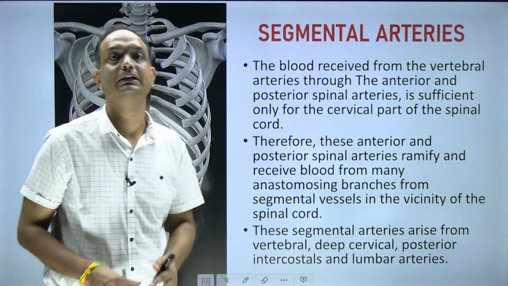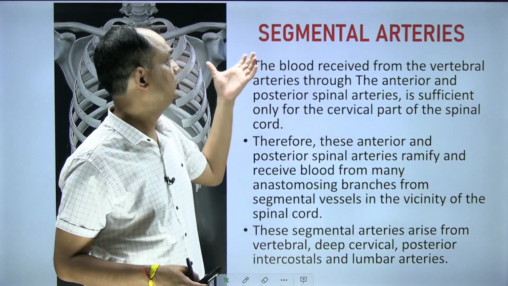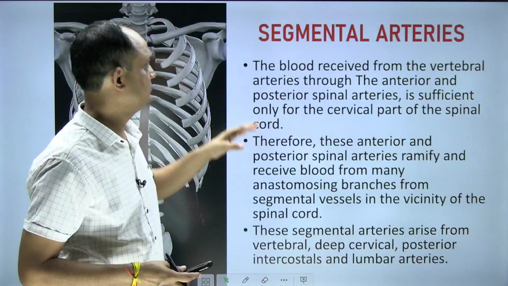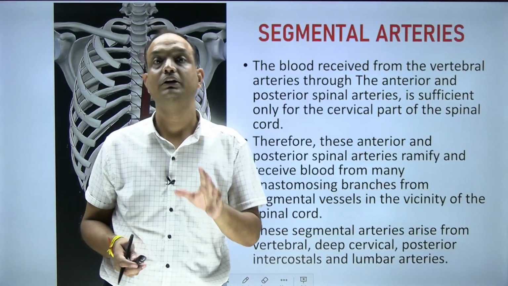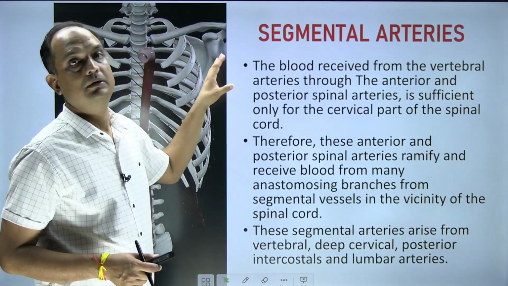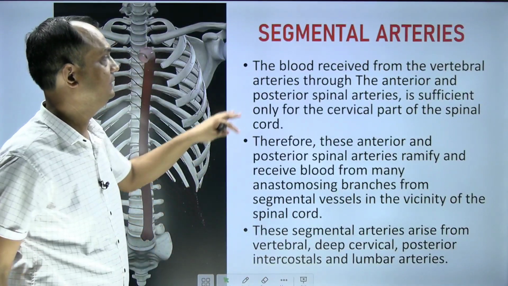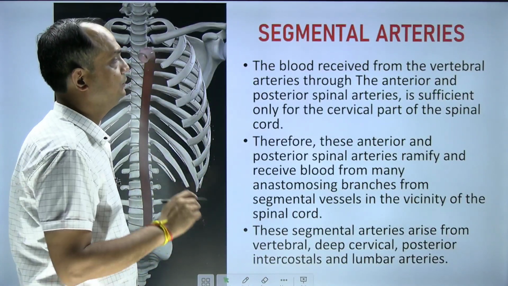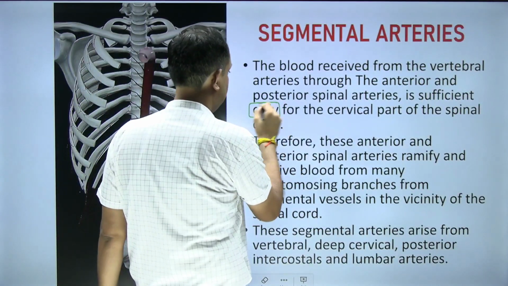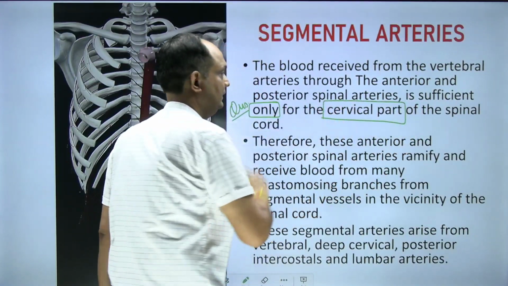Now, there is a very important short note which comes as a separate short note, on the segmental arteries of the spinal cord. My dear students, first you should understand what the need of these segmental arteries is. When we talk about the blood supply of the spinal cord, you know that the blood received from the vertebral artery through the anterior and posterior spinal arteries is sufficient only, and this word is important, only for the cervical part of the spinal cord.